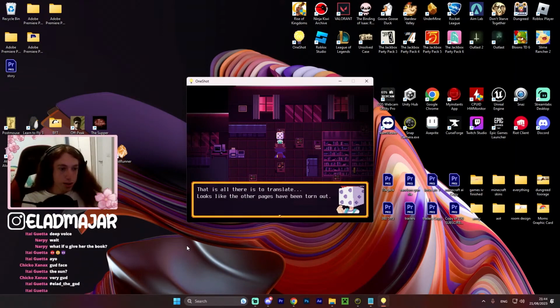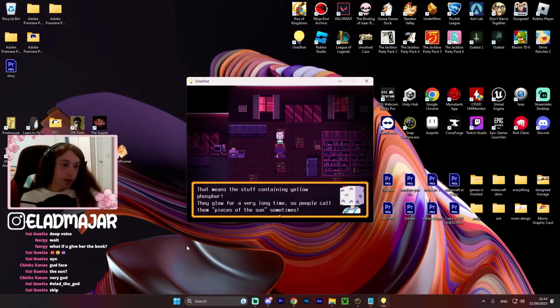Looks like the other page has been torn out. Oh. Quite a shame. I wonder what window we have. What's that supposed to mean? Ah, well, I guess Elad can figure that out. Right. Oh, what does it mean by three pieces of the previous sun? I have only this sun. That means the stuff containing yellow phosphor. They glow for a very long time, so people call them pieces of the sun sometimes.